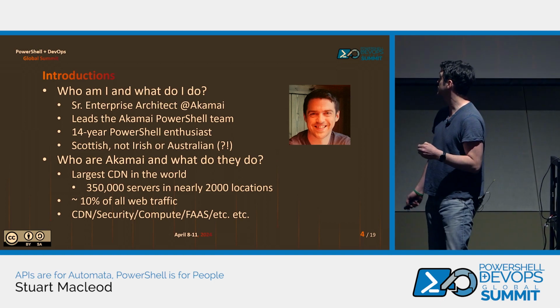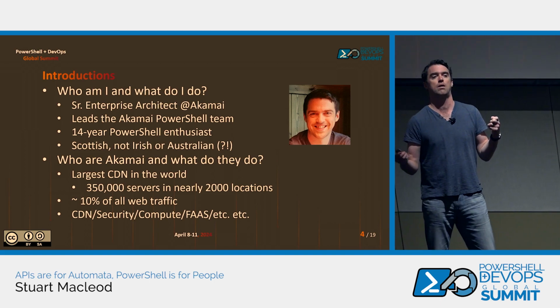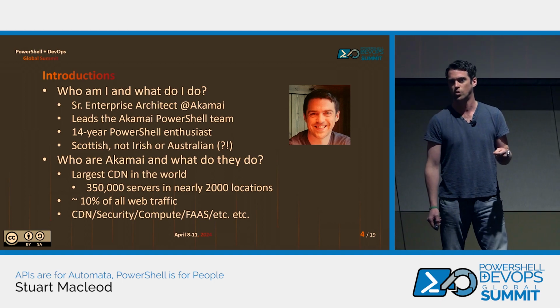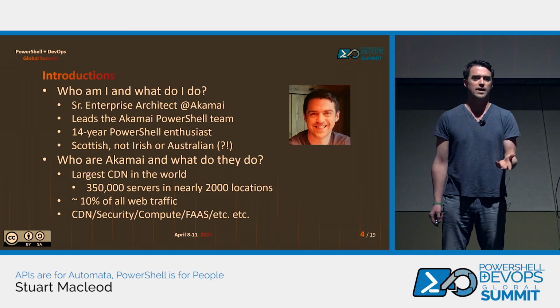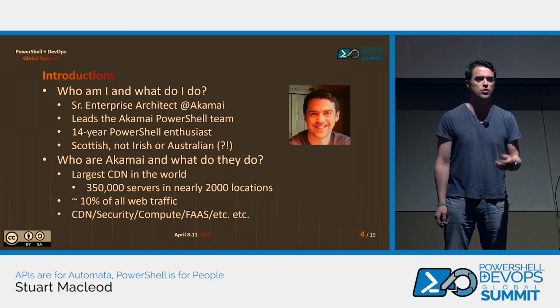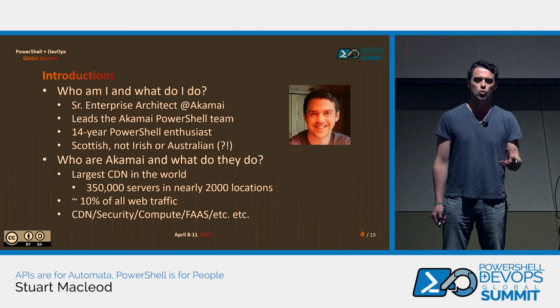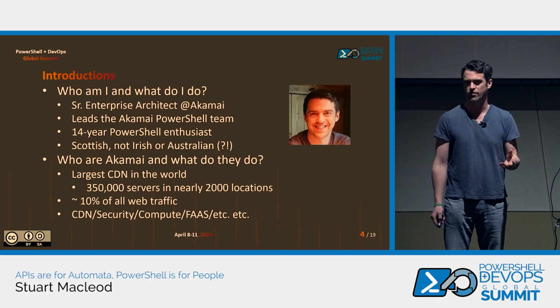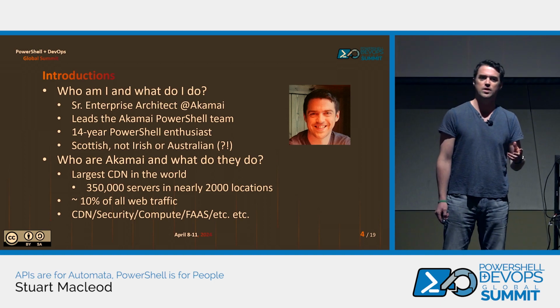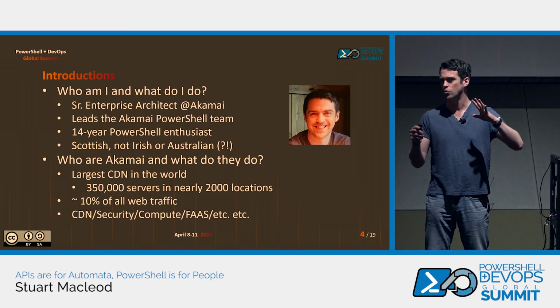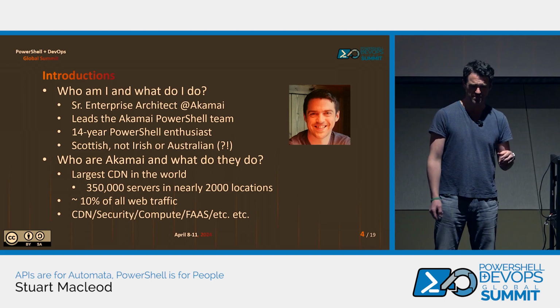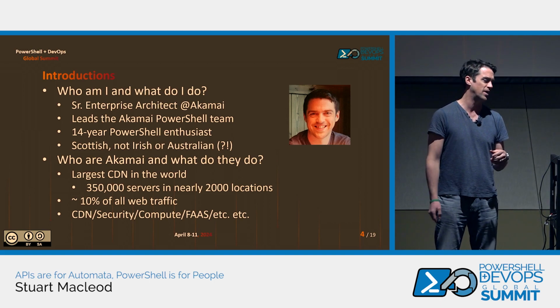Who are Akamai Technologies and what do they do? Akamai are the largest content delivery network in the world. You're probably using Akamai today. You probably use an Akamai service, you won't know. We're not particularly well known outside of the industry, but we do an enormous amount of web traffic. We do a lot of media streaming. We're now a big security platform. We do compute. We recently purchased Linode and we've integrated that into the platform.